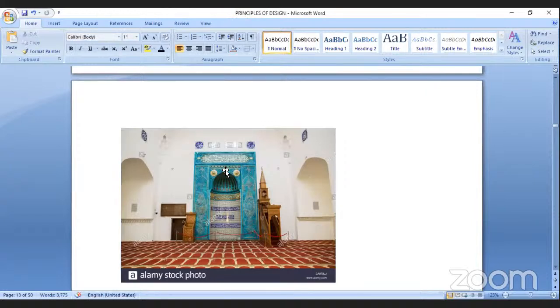Ma'am, mihrab is a wall. It's a niche. This blue part that you can see is a niche. It is inside the wall. This is where they face and pray. Congregations usually have double inscriptive panels like this. I think they are saints. I don't know. Understood what this is?